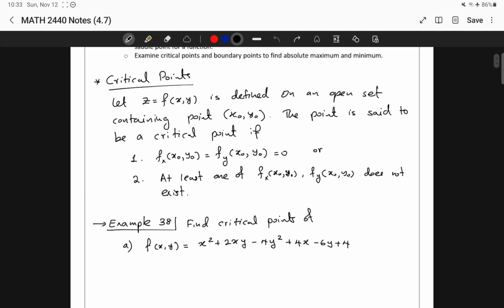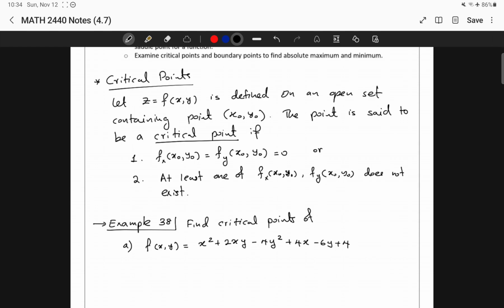Right. So first, a critical point. Let z equals f(x,y) be defined on an open set containing the special point (x0, y0). That point is said to be a critical point if either both its partial derivatives are 0, or at least one of the partial derivatives does not exist.